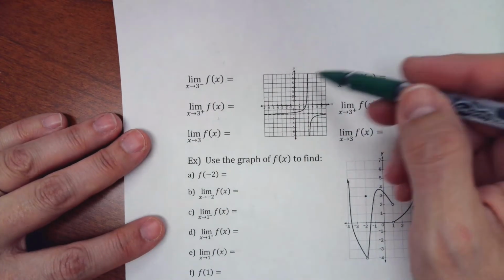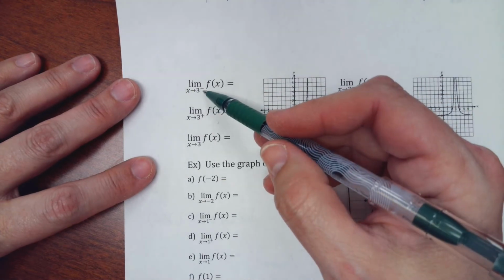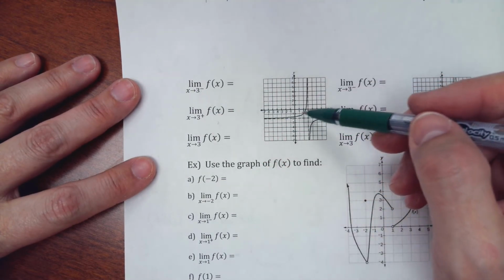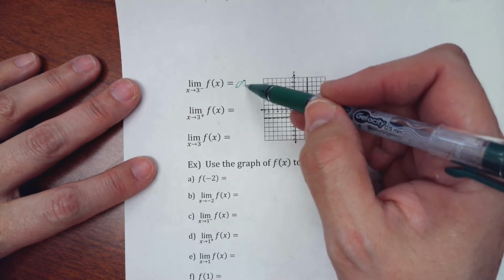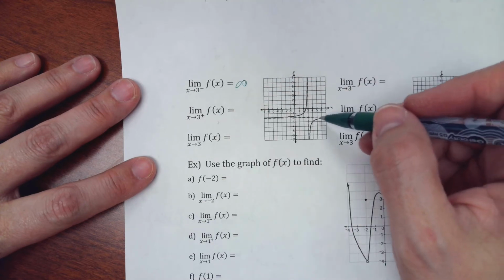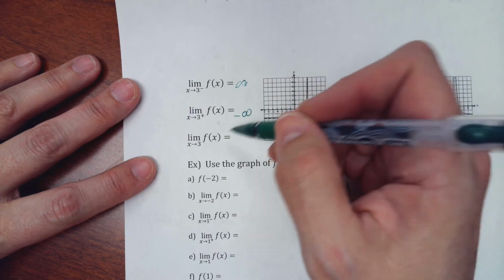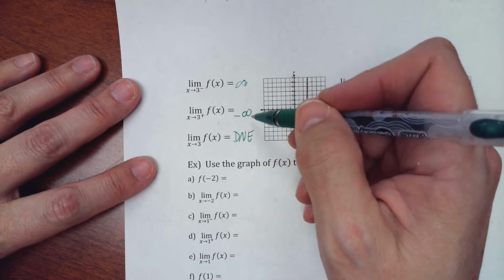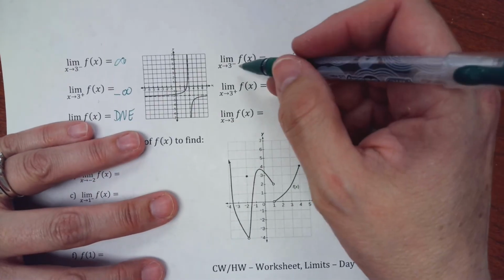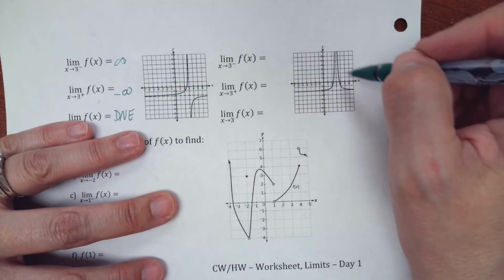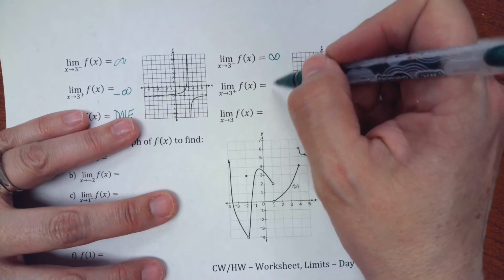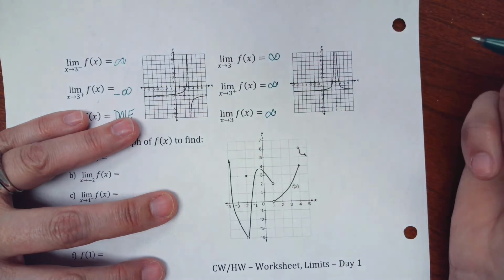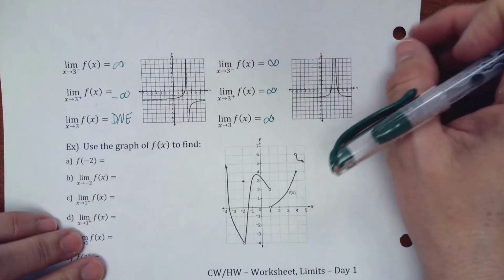We get some rational functions. This is coming from the left, and I have an asymptote here. So coming from the left, my graph goes up to infinity. Coming from the right, my graph goes down to negative infinity. So the full answer is does not exist, because they do not agree. Over here, though, both the left side and the right side are going up to infinity. So the full answer can be infinity, because they both agree.